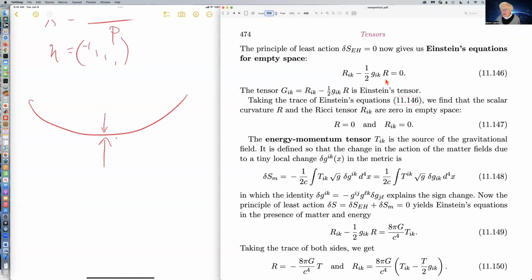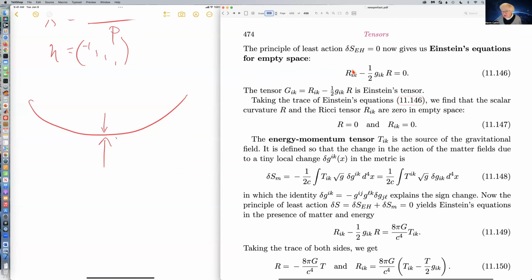The main thing is the Ricci tensor minus a half the metric times the curvature scalar equals 0, or equivalently, the Ricci tensor is a half the metric tensor times the Ricci scalar. Now, if you take the trace of Einstein's equations, what you find is that in empty space, R is 0, the curvature is 0, and the Ricci tensor is 0. And so everything is 0 in empty space. So what Einstein's equations in empty space are telling us is that everything's 0, which is what we expect.